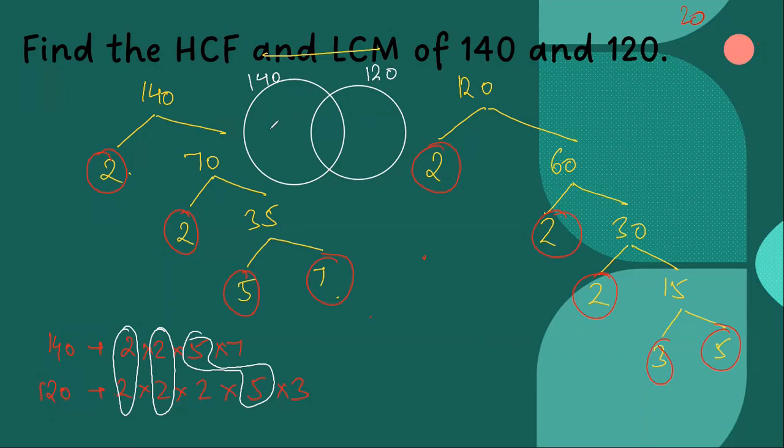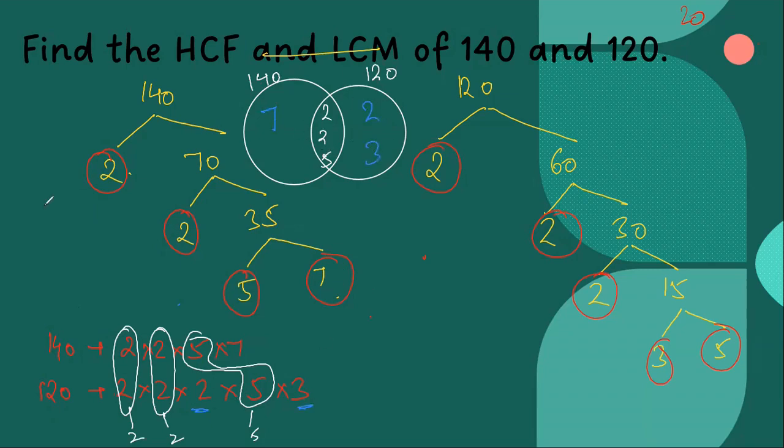What are the common numbers that I have made pairs of? The pairs I have are of 2, of 2, and of 5. Please write them in the middle section, which is the intersection, meaning what is common to both circles. The pairs I will write as a single number in the middle. What is left over? 7 is left over in 140, so I will write 7 outside. 2 and 3 are left in 120, so I am writing 2 and 3 here.